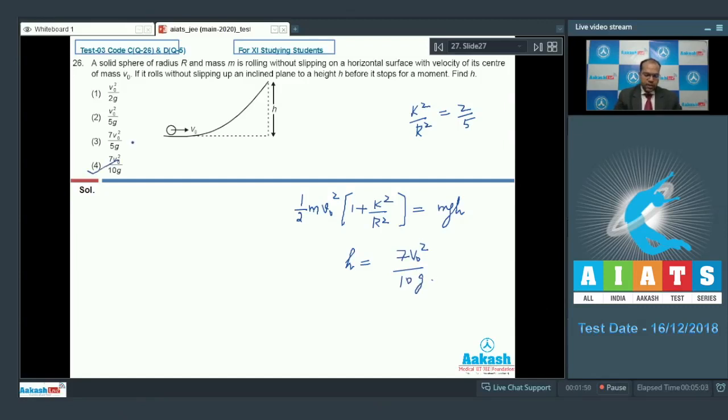So option 4 is the correct answer. So the correct answer for question number 26 is option 4. Let's move to question number 27.